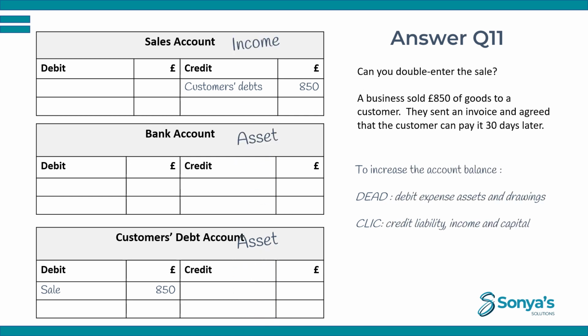To increase the amount in the income account, we record the sale as a credit. To increase the amount customers owe us, we debit the customers' debts account as it's an asset account. No entries are made in the bank account as no money has been received yet.